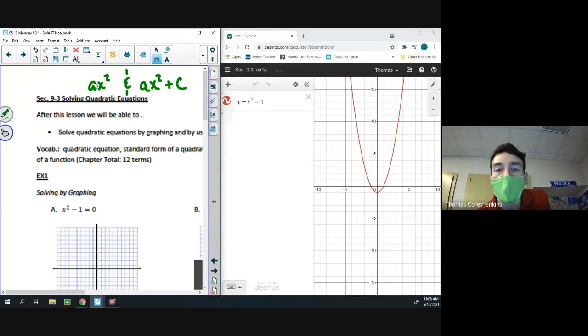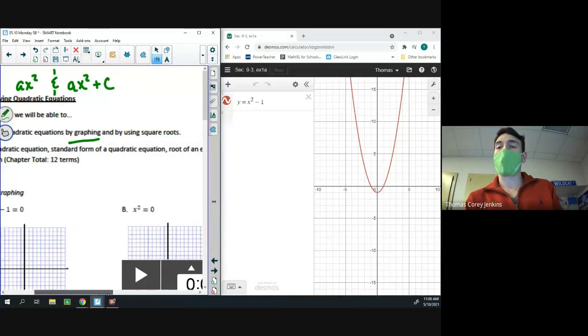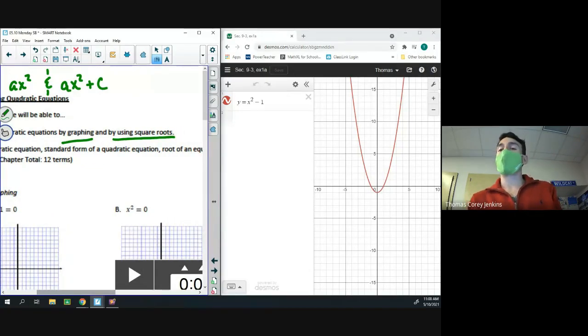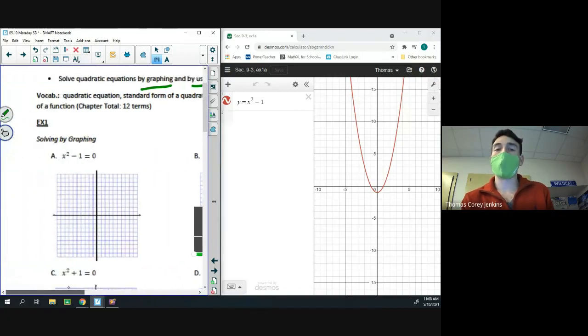So our learning target for this lesson says we want to be able to solve quadratic equations by graphing, which we'll look at in example 1, and by using square roots, which we'll look at in examples 2 and 3. Okay, so with that, let's go ahead and get started with example 1A.